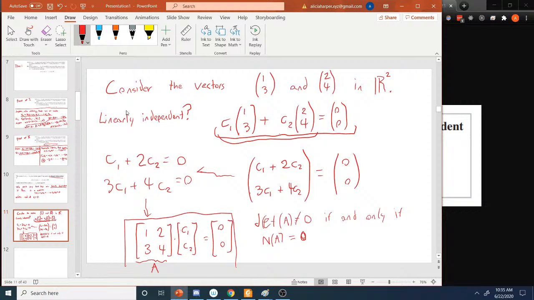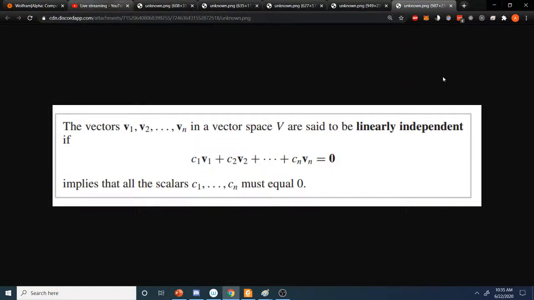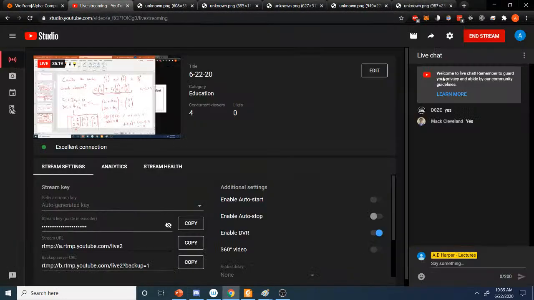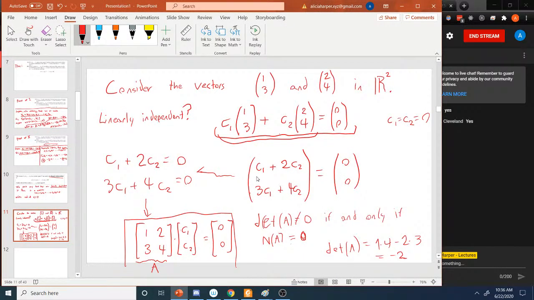So, in order to answer our question, what we need to do is compute the determinant of A. Well, the determinant of A here is 1 times 4 minus 2 times 3, which is exactly equal to negative 2. This is not 0, so the null space of A is 0, which means that C1 and C2 have to both be equal to 0. So these two vectors in R2 are linearly independent. That completes our first example.